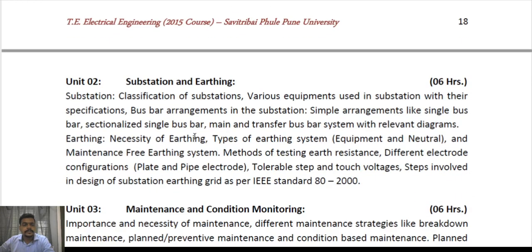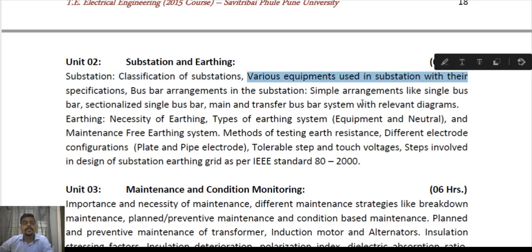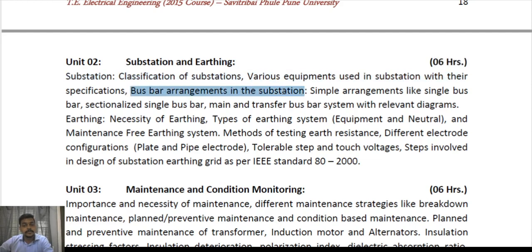The second unit consists of the information related to substation and earthing. Now we use the substation for transmitting the power from one end to another end. So there is the classification of substations, and various equipment we use in the substation along with their specifications. Busbar arrangements: there are types of busbar arrangements, simple like single busbar, sectionalized single busbar, main and transfer busbar, with relevant diagrams.